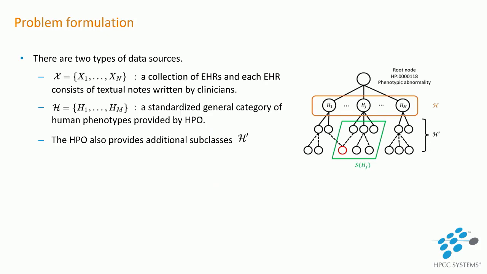Therefore, we can formally define this research problem as we have a collection of EHRs, which is represented by the symbol X, and then we have the standardized HPO terms. For this research, we only focus on the primary category of phenotypes, which you can see in a hierarchy. From the root node, the first level of phenotypes, there are around 24 of them. So we only focus on the annotation of these 24 general categories of phenotypes. Inside the HPO, there are actually much more detailed HPO terms below the general categories. We use that as supportive information in the training of the model, but we are not directly annotating on that. We're only annotating the primary category.